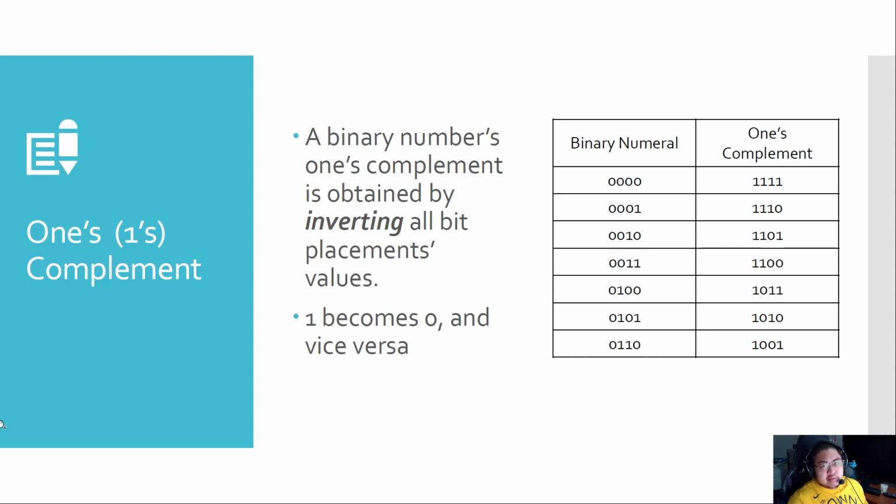So here next we have the one's complement. It's just basically obtained by inverting all bit placement values. So we have the table here. Ibig sabihin, pinabaliktad lang natin yung value niya. So binary 0000 becomes 1111. 0001, we have 1110. Okay? So, ibali-baliktad niya lang. Kayang-kaya nito. Napakadali lang.